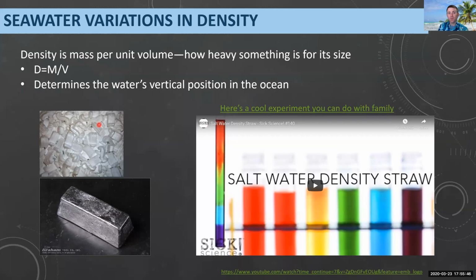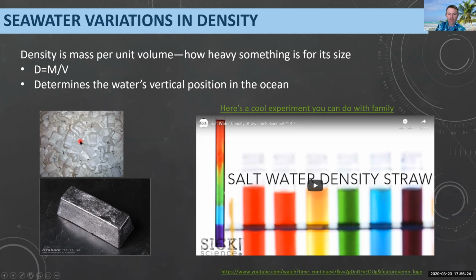So temperatures are one thing that affect seawater. And then another thing that affects seawater and how it eventually starts moving is its density. We've talked about density with rocks, with granite being less dense than basalt. Density is basically the mass per unit volume, or D equals M divided by V, over there on the left-hand side. What's really cool about density in the ocean, though, is density determines the vertical position in the water column. So if you have less dense stuff, it stays on top, and if you have more dense things, it stays on the bottom.